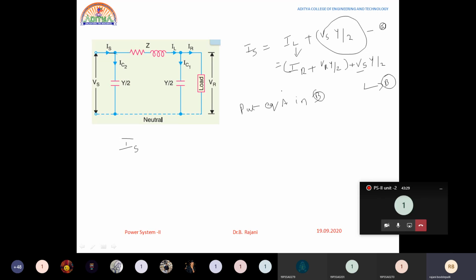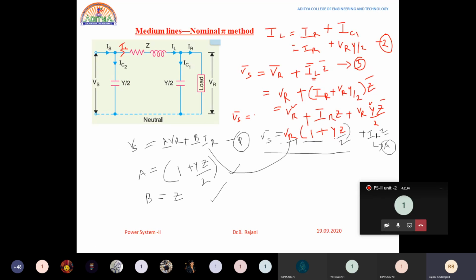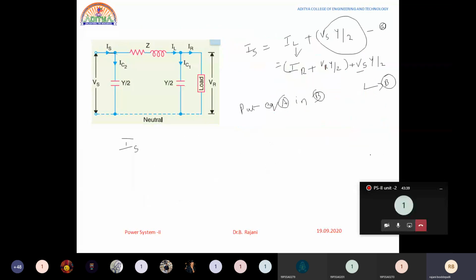If you put it, then what is equation A we are having? All of you look here. This Vs is equal to VR into 1 plus YZ by 2 plus IR Z. Put it in this Is. Is is equal to IR, as usual, we will have the first term common, IR plus VR into Y by 2 plus, we have to substitute Vs.